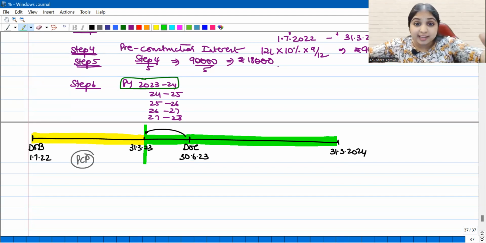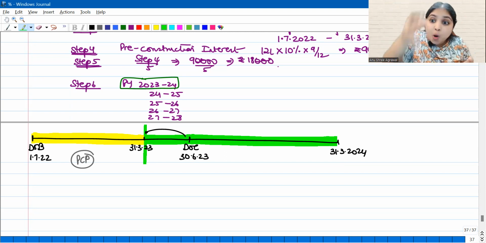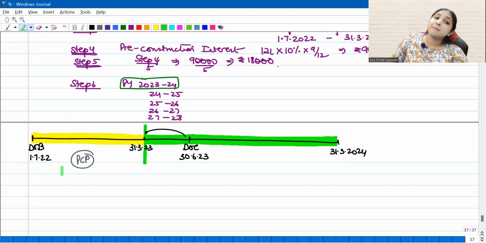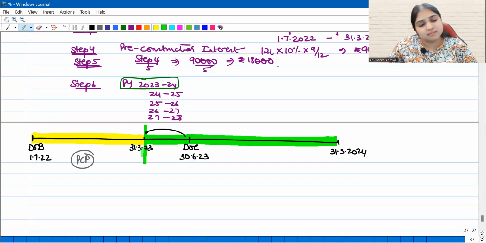So do you agree if I say that it is possible that in current year interest, one part of the period might actually be construction period? One part of the current year interest, we might have a period where construction is still going on, but still we will put it under current year interest because pre-construction interest will end on the preceding 31st March.